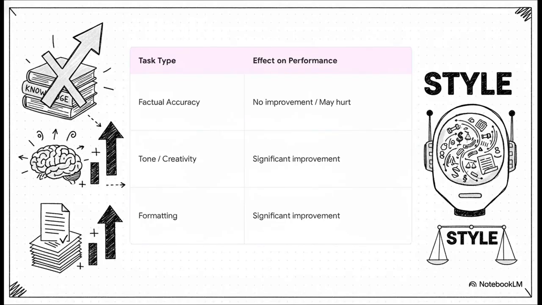Okay, what about when you tell the AI you are an expert lawyer? Does that actually make it smarter? Well, this table shows you the real deal. It does not make it more factually accurate. It can't just invent knowledge it doesn't have. But what it does do is shift the probabilities. It makes the model way more likely to use legal jargon, adopt a formal tone, and structure the answer in a certain way. It changes the style, not the substance.